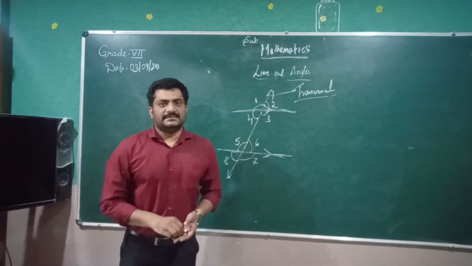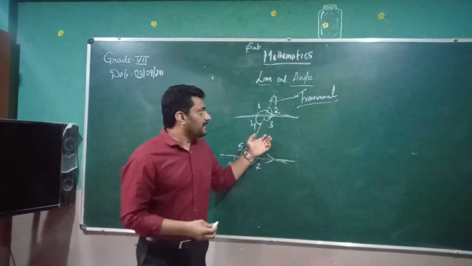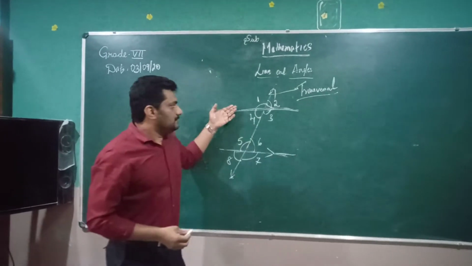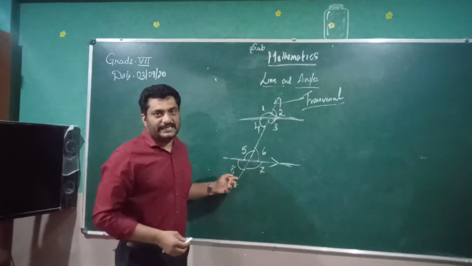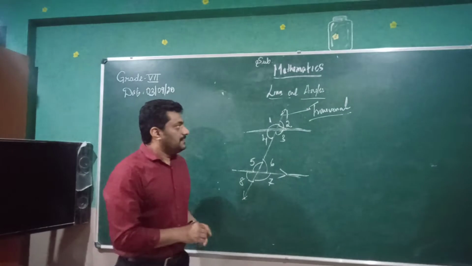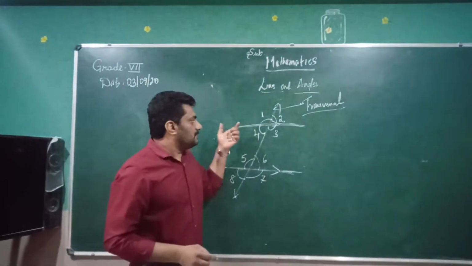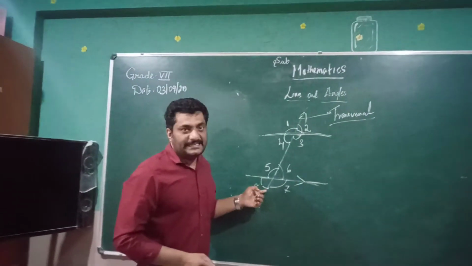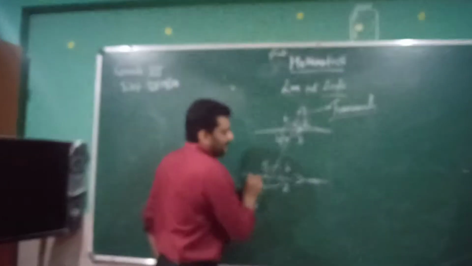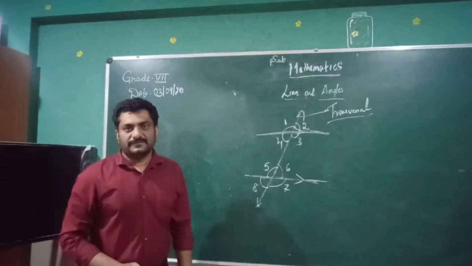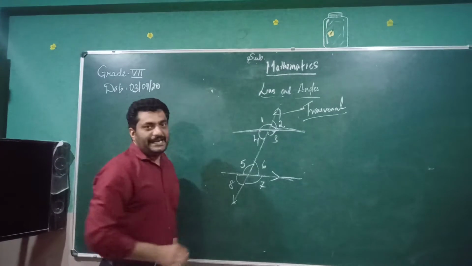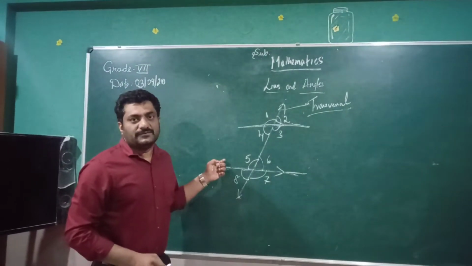Good morning, students. In the previous video, we had stopped till here. A parallel line and a transversal. Now, I told you that when a transversal is intersecting a parallel line, we get 8 pairs of angles. In these 8 pairs, we have different names for different angles.